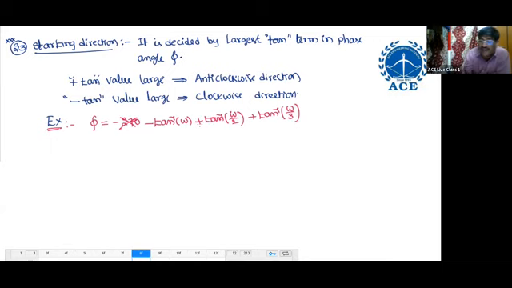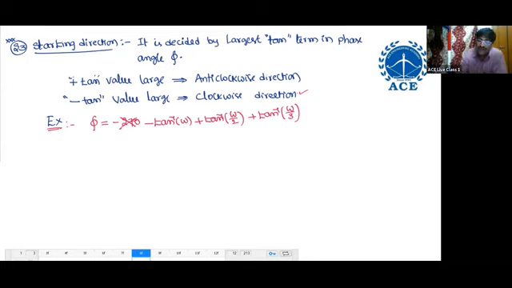For example, is omega large or omega by 2 large? Individual comparison. There may be 10 positive tan terms in the expression, but just do the individual comparison. Which is more, you have to identify. Is omega large, or omega by 2, or omega by 3? Omega large means negative tan large. Negative tan large means what is the direction? Clockwise. In case all are positive, that means the direction is anti-clockwise.